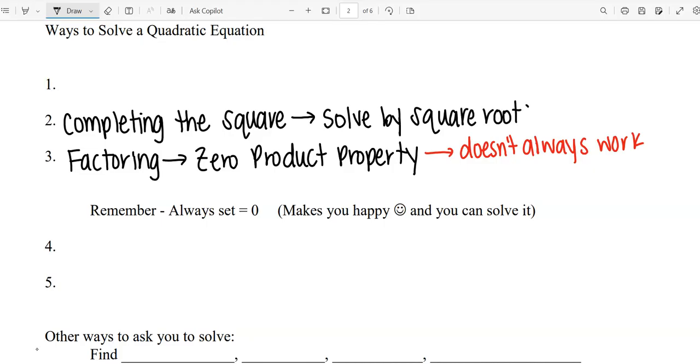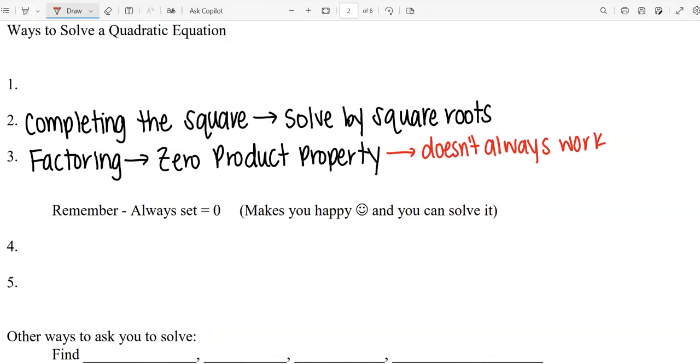What is the downside to completing the square? Time consuming. Sometimes it's really difficult, right? So this is time consuming because you got to think, you got to put it in vertex form, and then you got to solve by square roots, and you end up with an absolute value, and then you got to do piecewise and all of that. So time consuming.